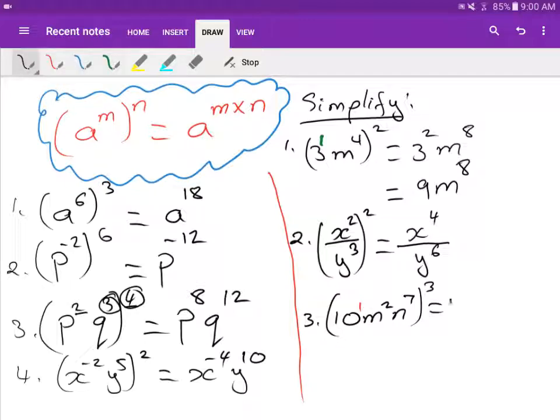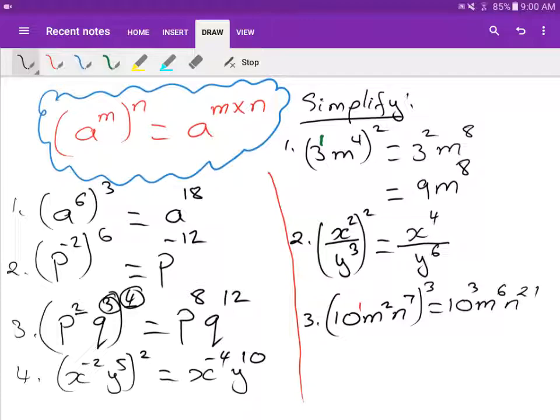3 times 1 is 3, so 10 power 3. See, one step at a time first. Then you go 3 times 2. Okay, 3 times 2 is 6, so m to the power of 6. N to the power of 7. So you go 3 times 7 is 21. Okay, so n to the 21.